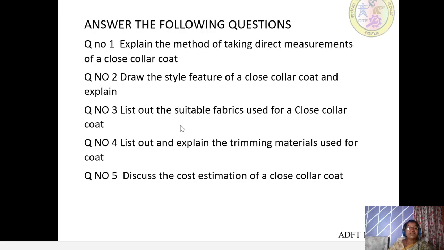Question number 3. List out the suitable fabrics used for a close collar coat. Just make the list. What are the fabrics you are using for coat that you have to write. Question number 4. List out and explain the trimming materials used for coat. Just list the trimming materials and explain. Question number 5. Discuss the cost estimation of a close collar coat. How do you estimate the cost of a close collar coat, that you have to explain.